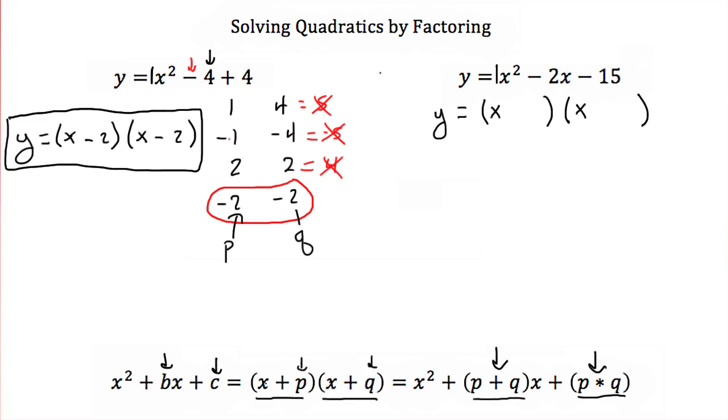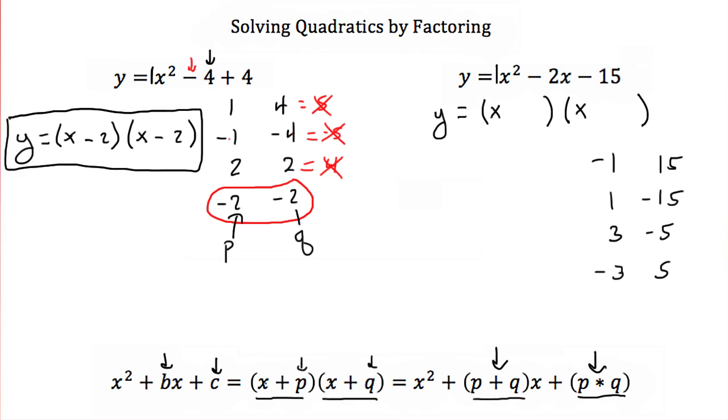So to do that, we think of all the ways that we can multiply two integers together to get a negative 15. Well, we can get negative 15 by multiplying negative 1 and positive 15. We can also get it by multiplying 1 and negative 15. We can also get negative 15 by multiplying 3 and negative 5, and then negative 3 and positive 5. Now those are the only ways that we can use integers and get a negative 15.